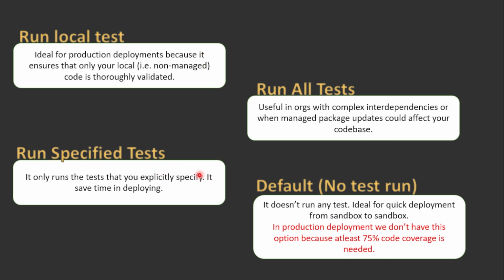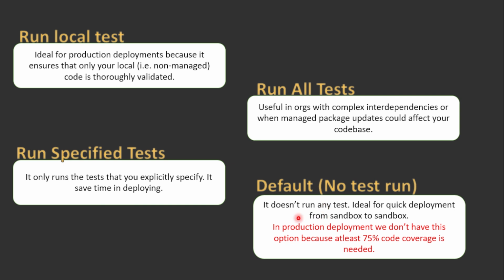Run specified tests. What does this mean? It means what the name suggests: it will only run the specified tests which you mention. So let's say in our case, we have deployed the account trigger and the test class, right? So we can run specified tests and select only the test class which I have deployed. It will help you save time in deploying, because you can either do local tests, right? We can do that, but when we run specified tests, it will contain only the changes which I have deployed. So it only runs the tests that you explicitly specify, saving time in deploying.